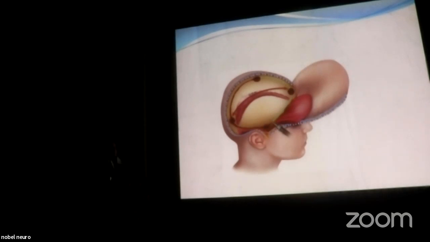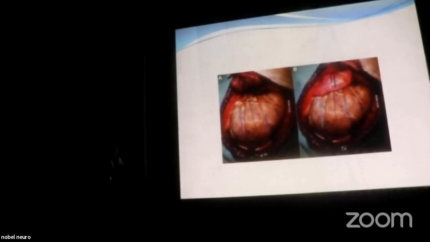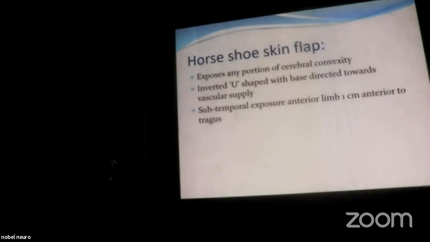So this is the craniotomy. This is after the craniotomy. And another craniotomy flap is the horseshoe skin flap. The base of the horseshoe skin flap is towards the bottom, where we have to maintain the vascular supply from the superficial temporal artery and the posterior auricular artery. And another type of flap is the mitral flap. This is the flap we usually use for a lesion in the occipital region, where we can make an incision in the midline and the other limb of the incision will be on the other side.